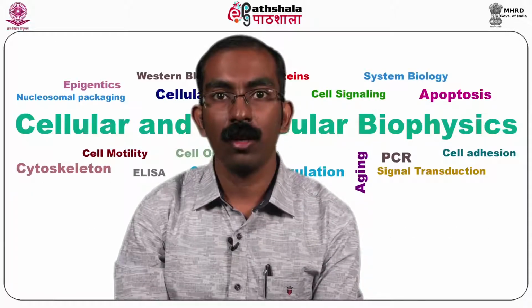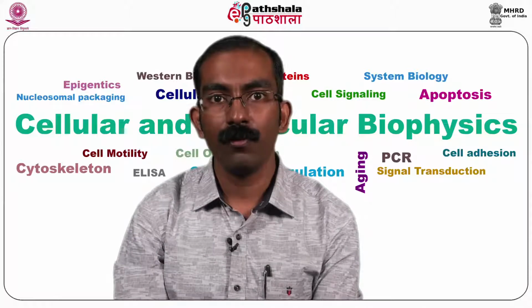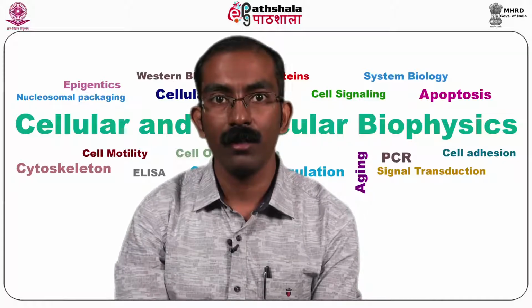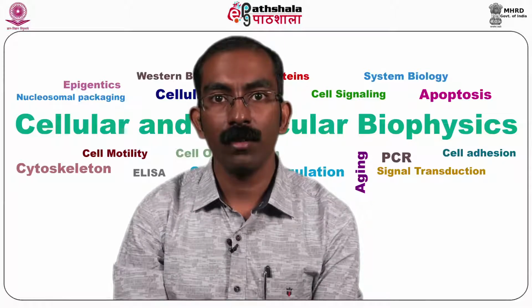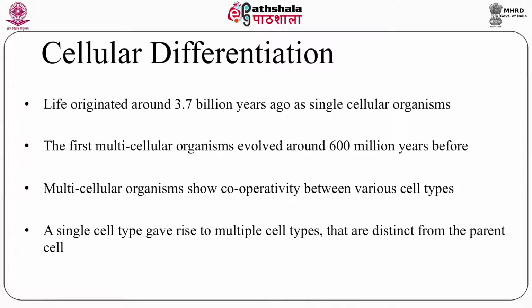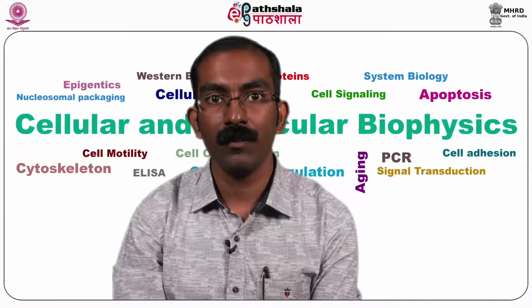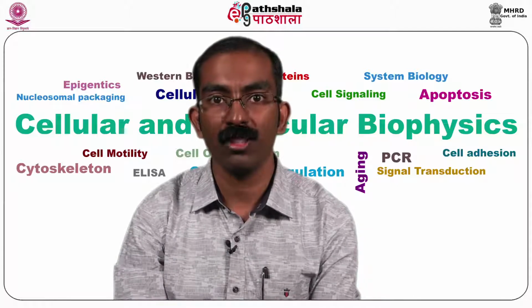Formation of multicellular organisms was a key moment in the course of evolution, and the key feature of multicellular organisms was cooperativity between various cell types that were phenotypically different. This prevented independent existence of individual cell types in such organisms. This also meant that a single cell type gave rise to multiple cell types that are distinct from the parent cell. Such a process in which a cell changes from one form to another is known as cell differentiation.